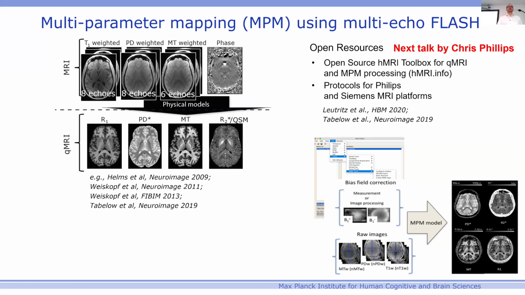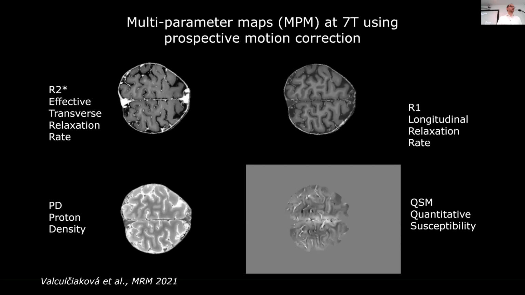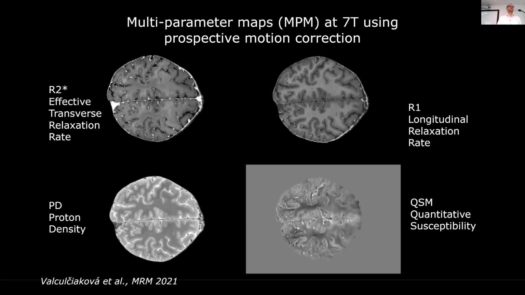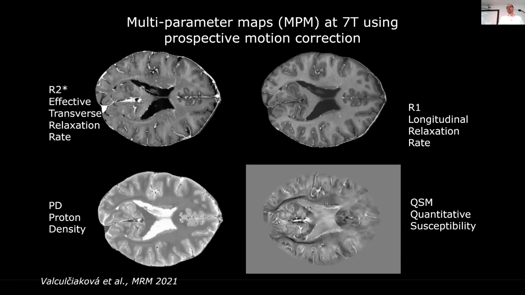Chris Phillips is actually going to talk about the hMRI toolbox we developed together in international development, which is a toolbox for SPM that helps you with all these processing steps. And when you do this at high fields, you go down to something like 400 or 500 micrometer resolution, you get these kind of maps here.